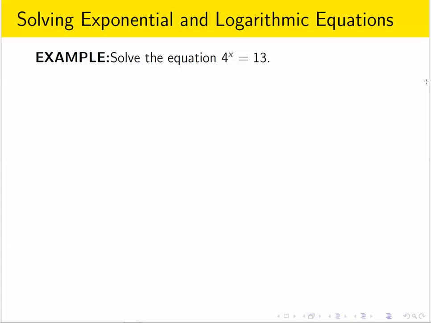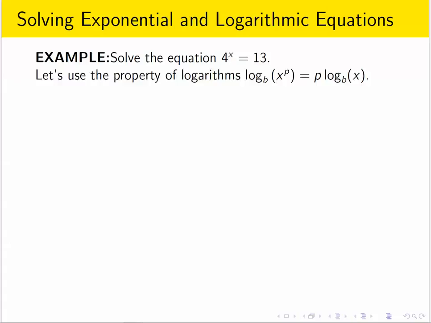We are now going to take advantage of what we've learned about logarithms to help us solve equations where the unknown is in the exponent. For example, in this equation, 4 raised to the x equals 13. The unknown x is part of the exponent, and in order to isolate x, it turns out we're going to want to use one of the properties of logarithms we've studied.